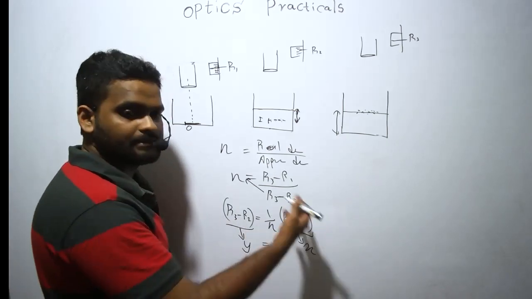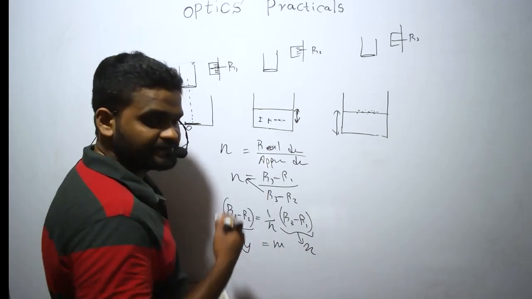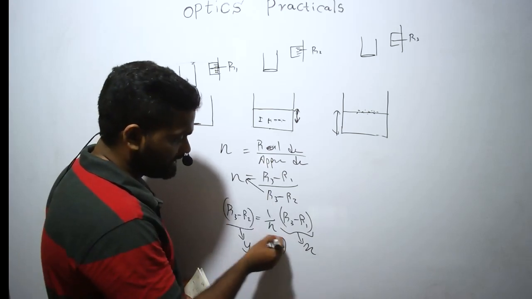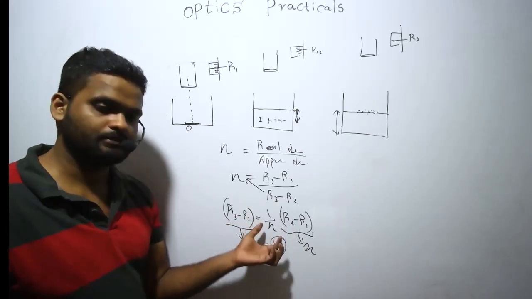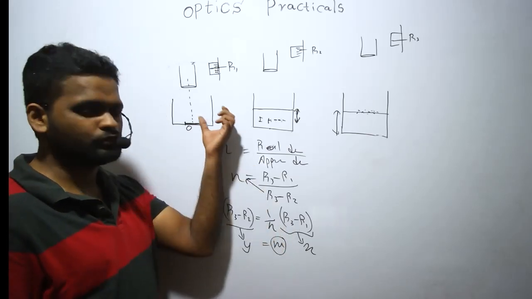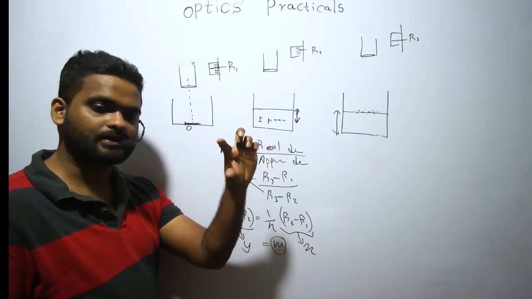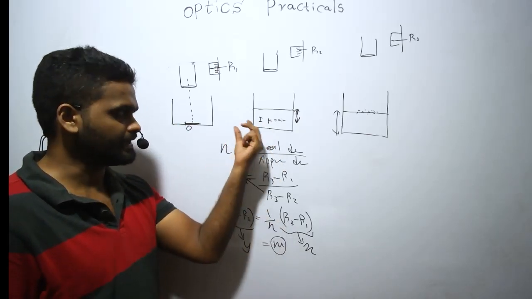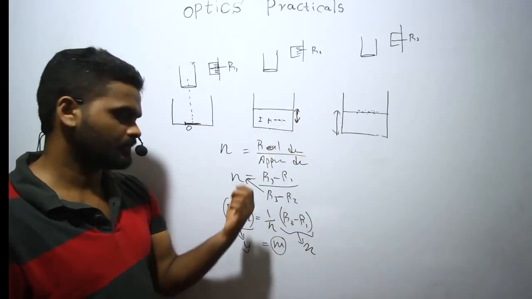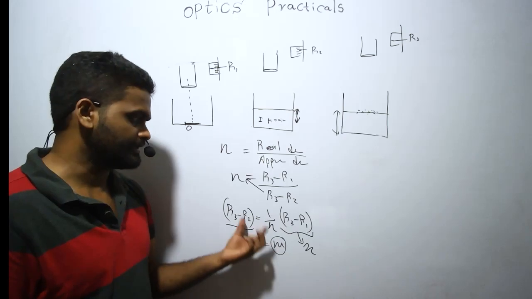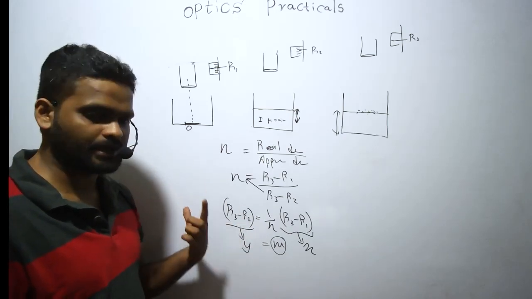Then you can get a bunch of readings for this. You can draw a graph, y equals mx graph, and from the gradient, you can find 1 over n. So this is a more accurate method. But we could do this for the liquid, right? Because we cannot change the thickness of a glass, but we can change the depth of a liquid easily. For the glass, we cannot do this. That's why earlier we couldn't go for a graphical method, right? But in this case we can.